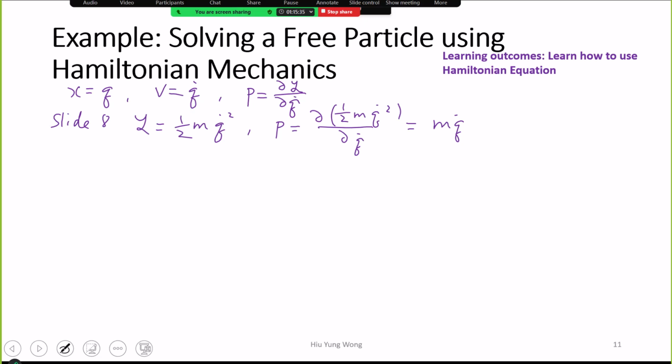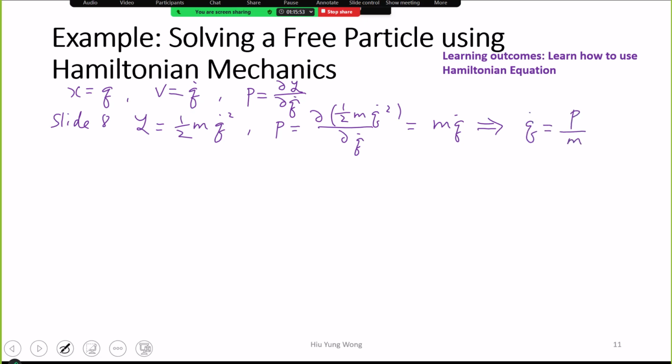And from here, I also want to find out what q dot is. q dot equals p divided by m, which I know already. Velocity equals momentum divided by m for a particle, right? But it's not always the case. Do not use this equation for other conditions.